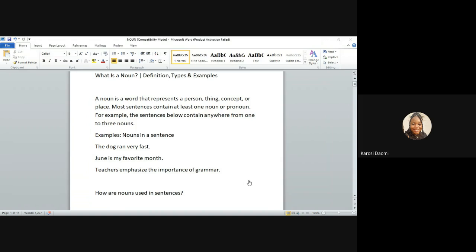Then you have another example. Teachers emphasize the importance of grammar. Now, the noun here is a name, teachers, a name that is commonly given to a certain group of people who teach. So anyone who teaches is referred to as a teacher.